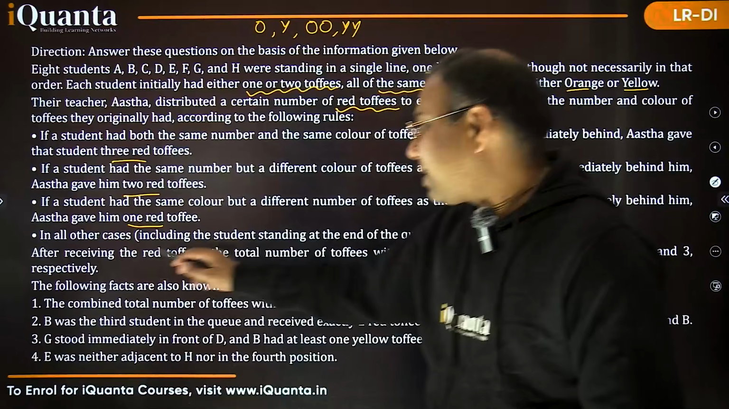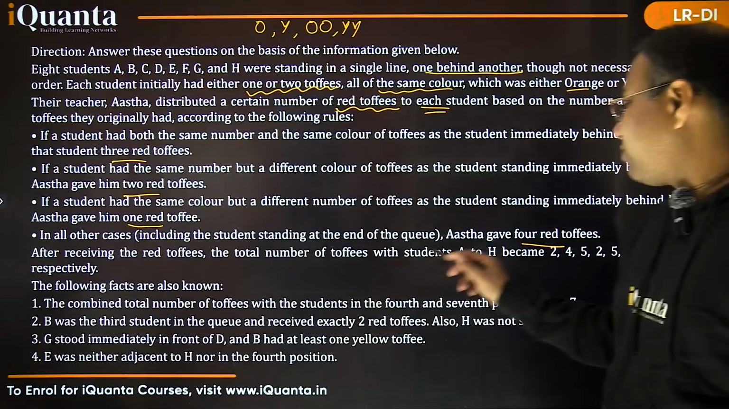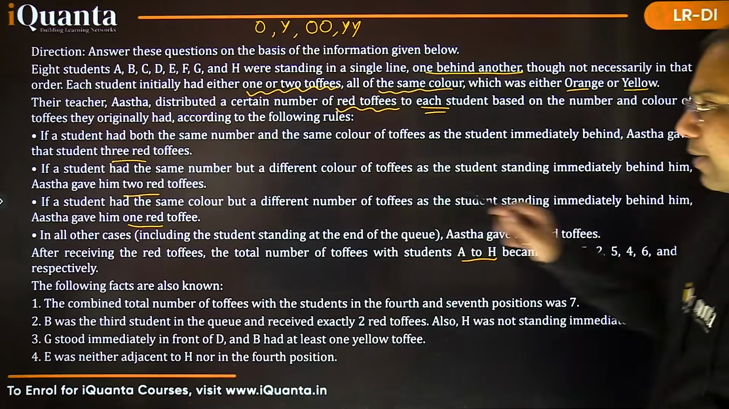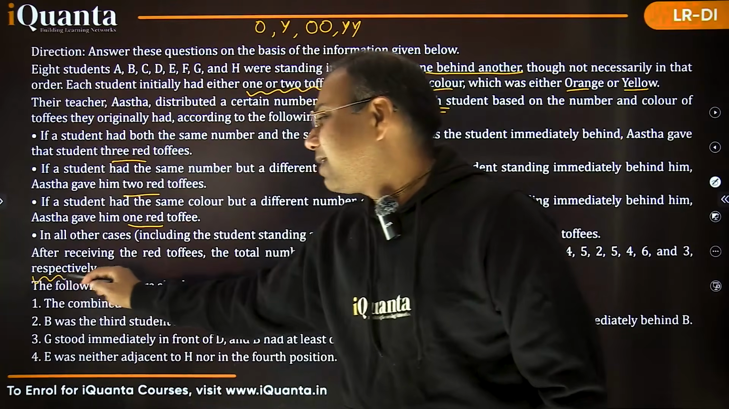After receiving the red trophies, the total number of trophies with the students A to H became 2, 4, 5, 2, 5, 4, 6, 3 respectively. That is a very nice word, isn't it? That's a very nice word.